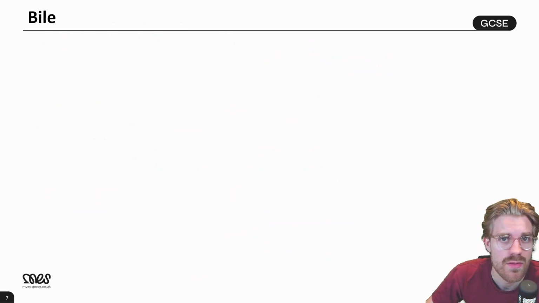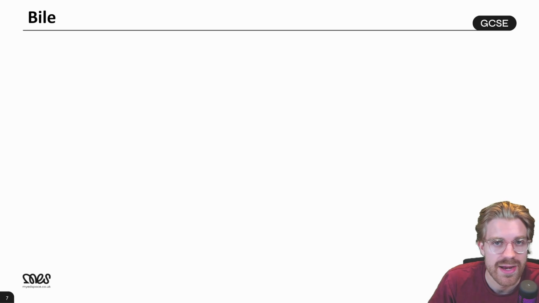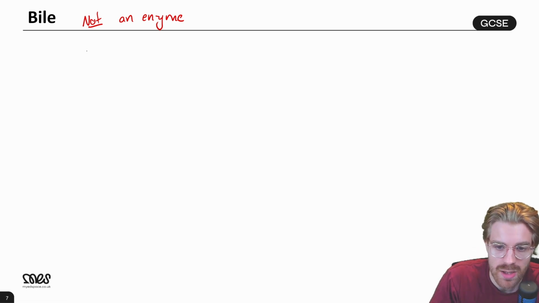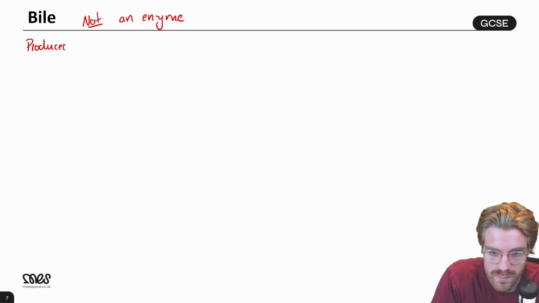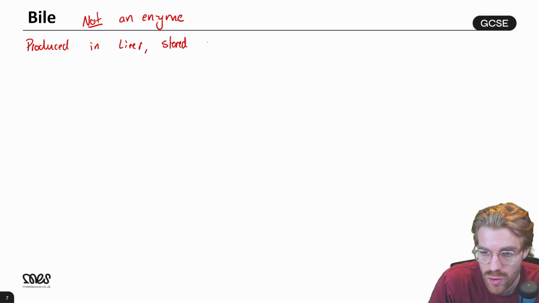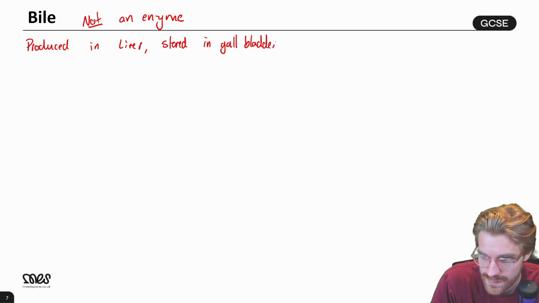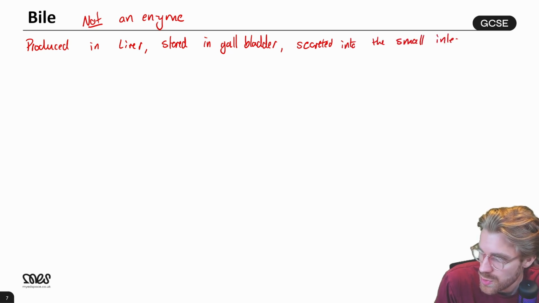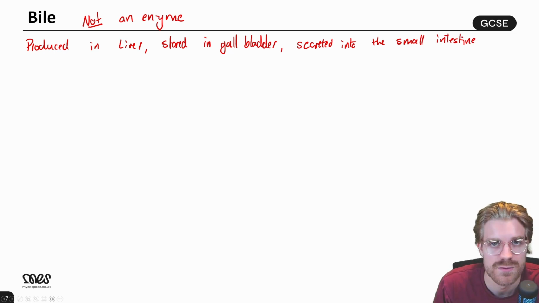In addition to our enzymes, different parts of the digestive system produce other substances that help to aid in digestion. One example of that is bile. Now, it's really important to remember that bile is not an enzyme. Lots of students make that mistake. Bile is produced in the liver and then stored and secreted from the gallbladder. And it is secreted into the small intestine. Now, when it is secreted into the small intestine, that is going to be just after the stomach.